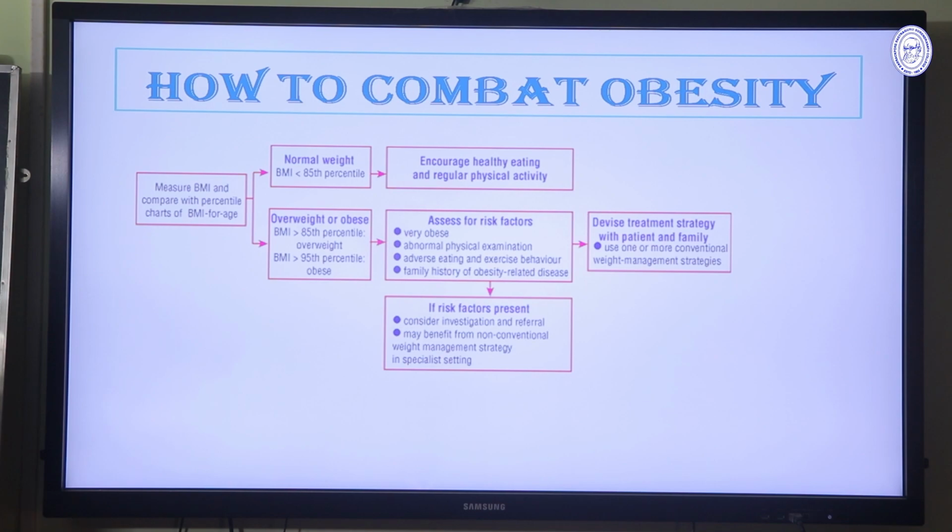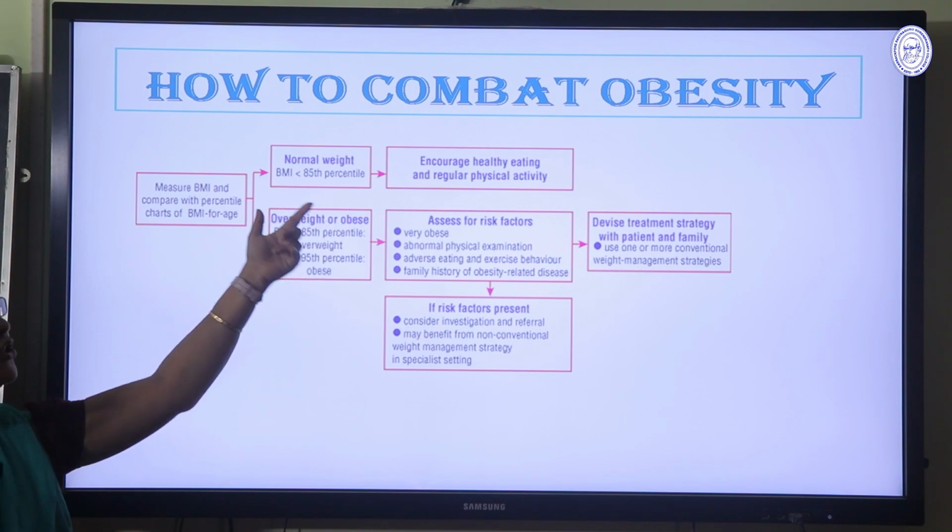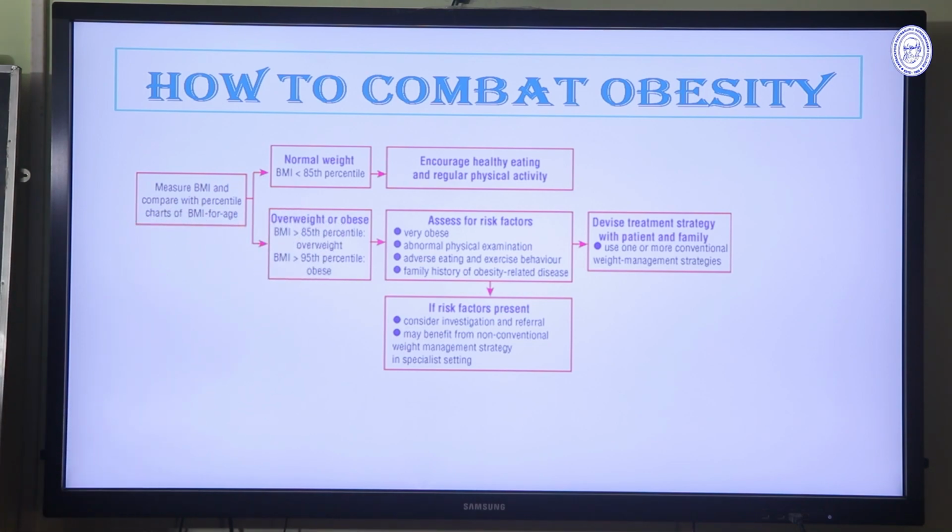It can be prevented very easily if we can detect obesity and if we can manage it properly. So, to combat this obesity, first we should know the BMI, or the parameter by which we can measure it. After knowing this, if the body weight is normal, everything is normal, encourage the subject to lead a healthy life, eating healthy food and regular physical activity.